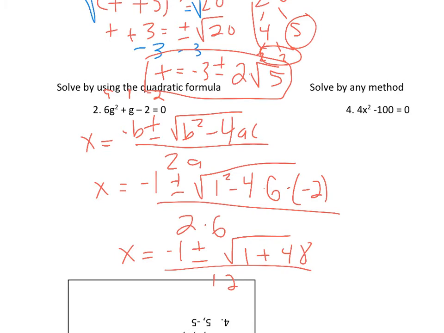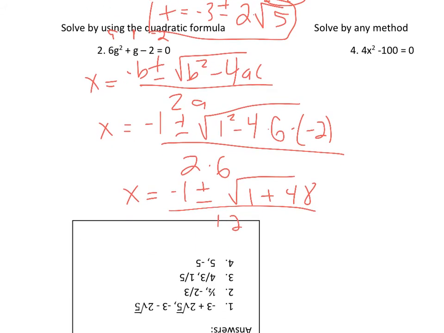And we know that 1 plus 48 is 49. The square root of 49 is 7. So we have x is equal to negative 1 plus or minus 7 over 12.